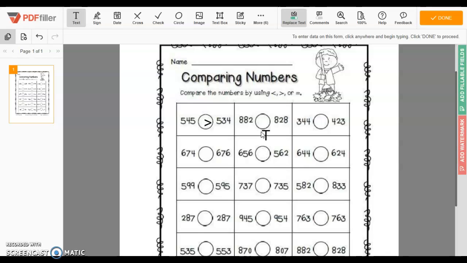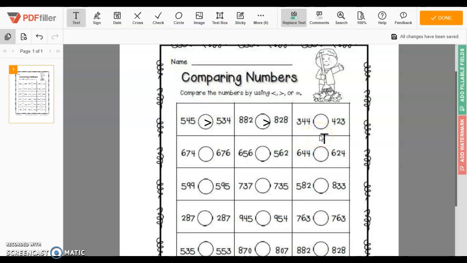So now I want you to tell me, is the alligator going to eat 882 or 828? If you said 882, you are correct. Remember, our alligator always eats the largest number. Okay, let's go ahead and go over here.